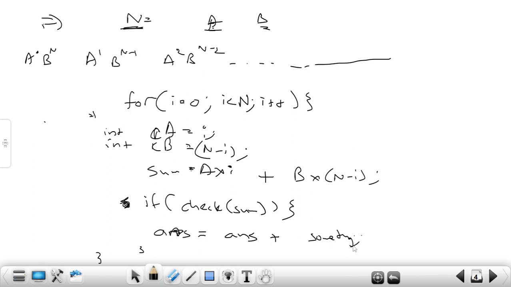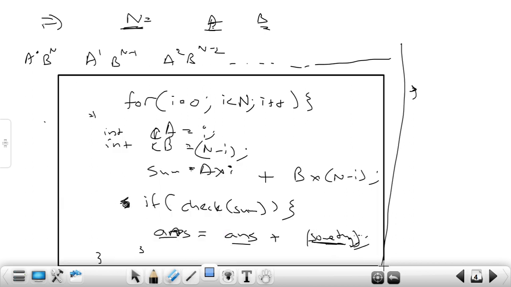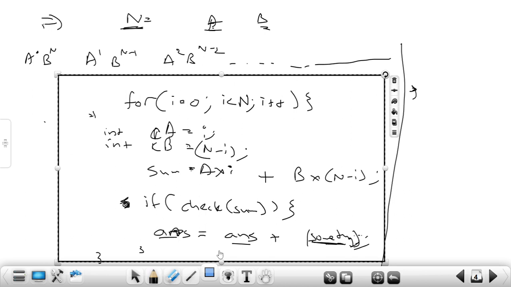Till now you can just ignore what this something means, but this value is something. Now my answer is going to change. How to check the sum? This is what we have figured out till now, so I'm going to wrap this thing in a box. Now how to check this sum?